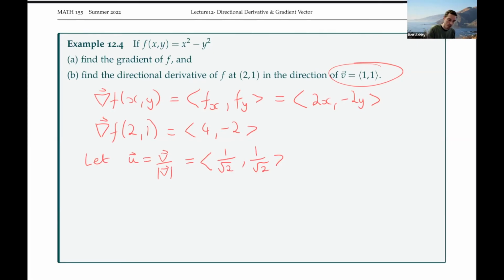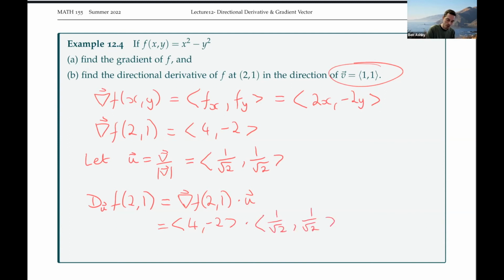And then to work out our directional derivative, D subscript u f at (2, 1), we just take the dot product of our gradient, evaluated at (2, 1), and our unit vector here. So we have grad f at (2, 1) dotted with u. If we substitute those in, we have (4, minus 2) dotted with (1 over root 2, 1 over root 2), which simplifies down eventually to be root 2.